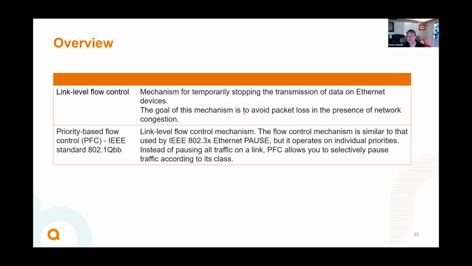Link level and of course priority-based flow control is similar, but it operates on individual priorities instead of pausing all traffic on a link, like link level flow control does. PFC pauses traffic only marked with a certain priority.